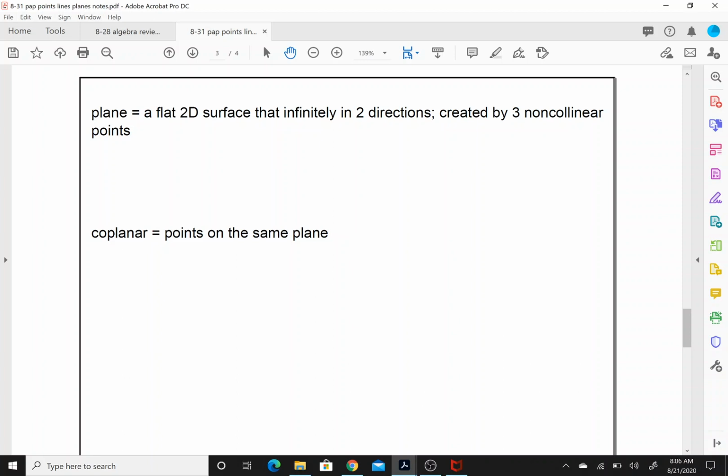A plane. A plane is a flat 2D surface that goes on infinitely in two directions, and it is created by three non-collinear points. Guys, imagine a huge sheet of paper that just goes on and on and on forever in both directions, okay? Like it has infinite length and infinite width. So that is what a plane is like.